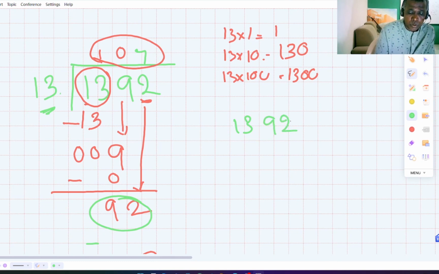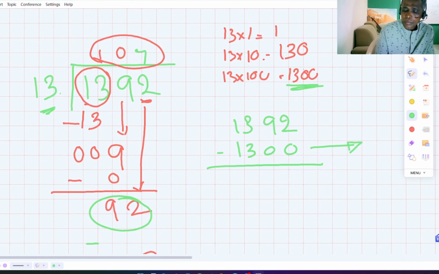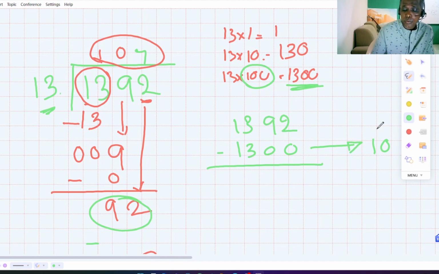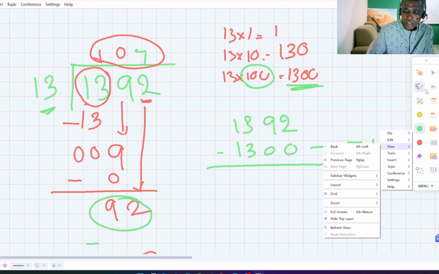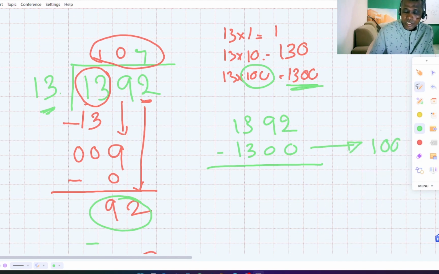1392. You want to subtract. What is the biggest one you can remove from it? I can remove 1300. If you remove this, that means you are removing 100 times, 100 groups you are removing.